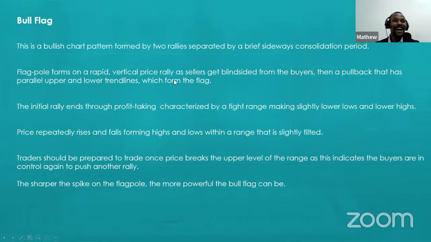And of course, a flagpole is what you would want to call it. It's just where you're seeing the price has been rising quite fast. So you assume it to be a flagpole because then you're having a channel. Okay, it will be more clear when you look at it on the chart. So what happens is that traders should be prepared to trade once price breaks the upper level of the range, because you're having a range, something like this.